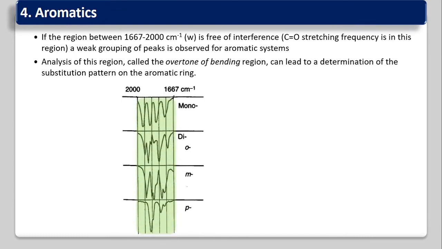For example, here in the 1660 to 2000 region, if the peaks appear like fingers, 4 fingers, then that is called a monosubstituted benzene ring. If the peaks appear like this, weaker, smaller peaks, then you can say that is ortho substitution, and like this 3, then that is called meta substitution. If one is sharp while the others are very small, then that is a para substitution.